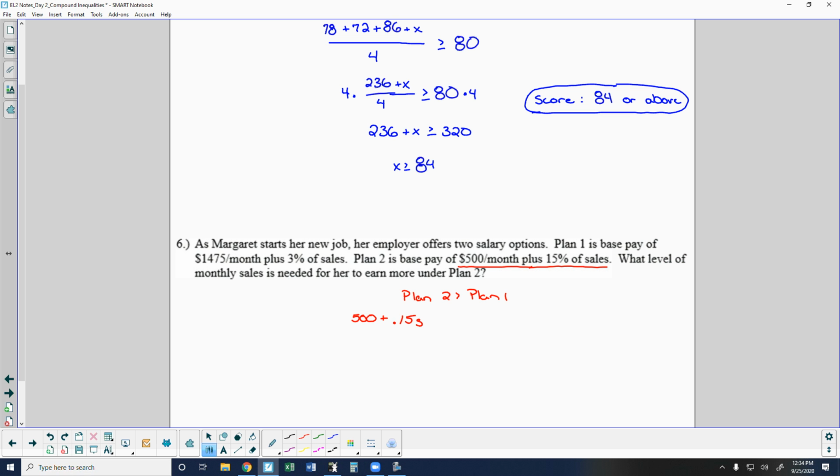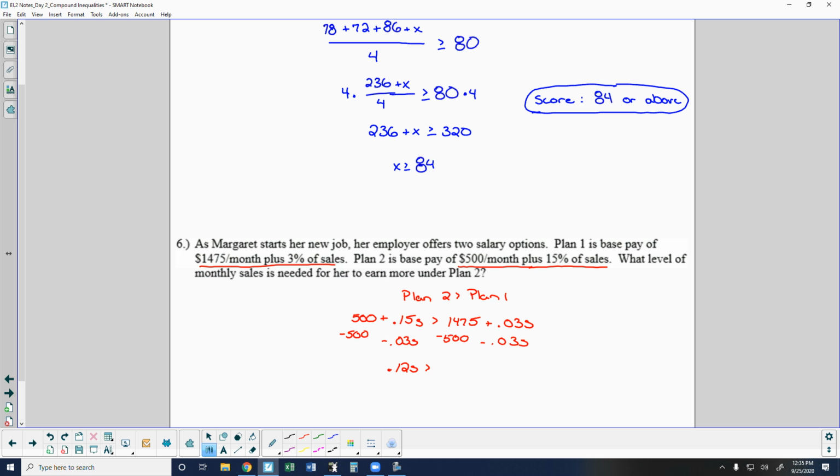We want that to be greater than Plan 1. So Plan 1 has 1,475 per month plus 3% of sales. So 0.03 times S. Now, we can simplify this. So what I would want to do here is get the S's to the same side. So subtract 0.03S. And what that's going to give me is 0.12S. Remember, I do not have to change my inequality symbol here because I'm not dividing by a negative. I'm subtracting here. Then I'm going to subtract 500 from both sides.